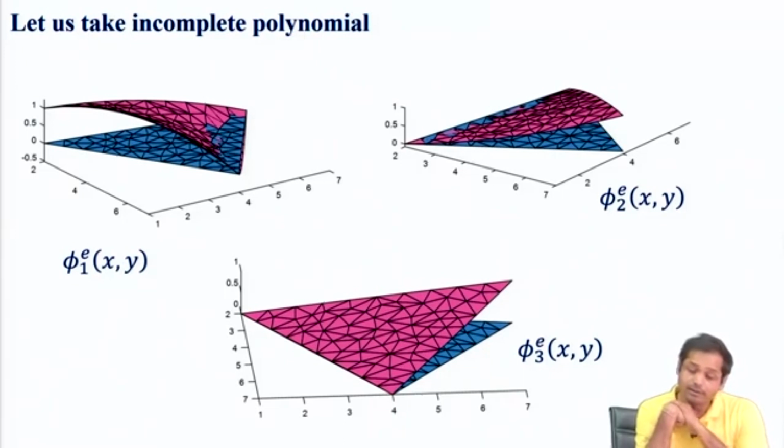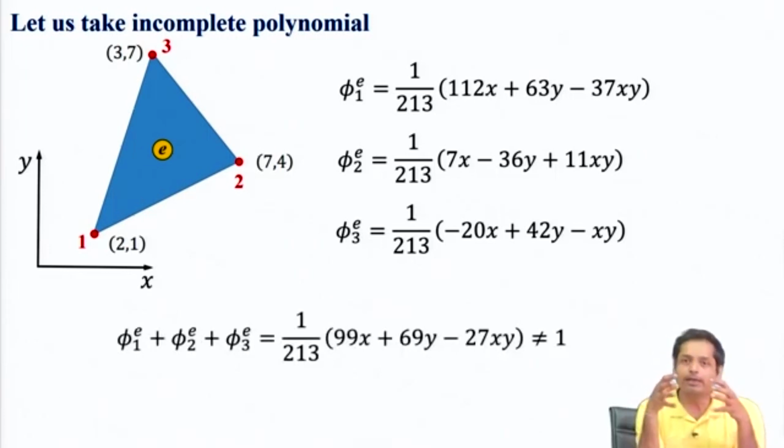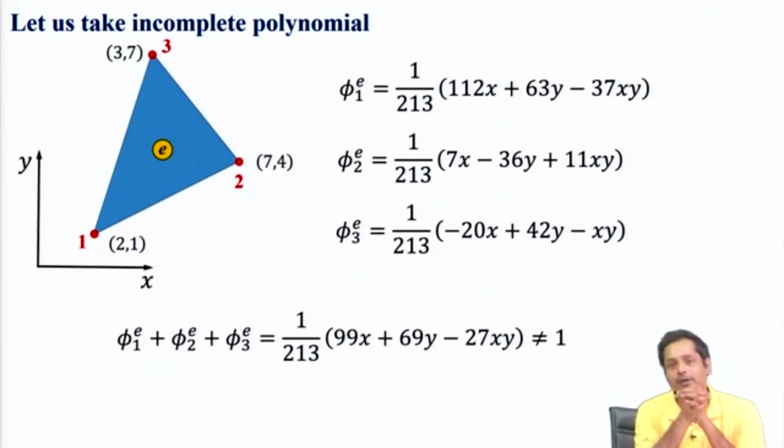You can compare these shape functions with the shape functions we already obtained in the last class. Now, here comes the very interesting part. These are our shape functions, and we know that if we add them, the sum should be 1, right? But if we add these shape functions, you see that the sum is not 1, it is a function of x and y. So it doesn't satisfy the partition of unity property.